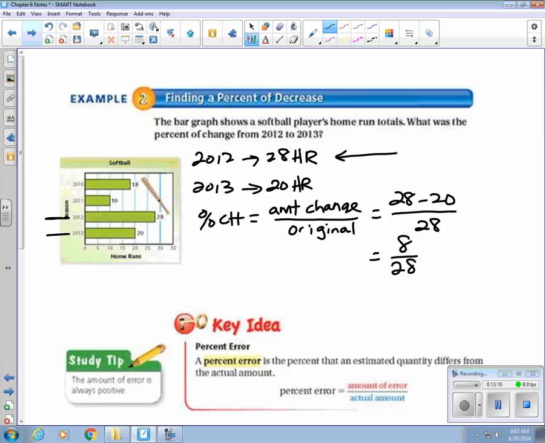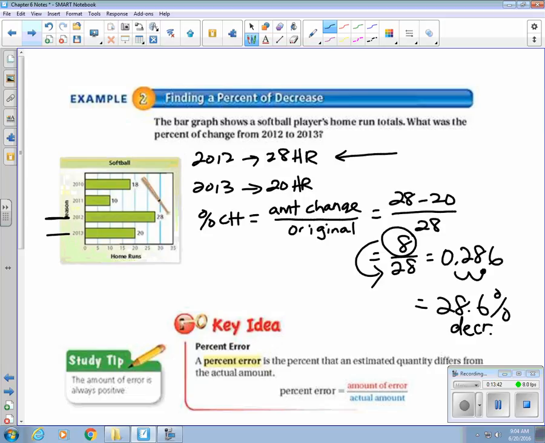So 8 divided by 28 in our calculator is a long decimal, so we're going to round that. So we're going to have 0.286. That's rounded. And then if I change this to a percent, move it 2 places to the right, that would be 28.6%, and that's a decrease. So what this means is that these 8 home runs that it decreased, this 8 is 28.6% of the original amount. 8 is 28.6% of 28. So it went down by 28.6%. All right?